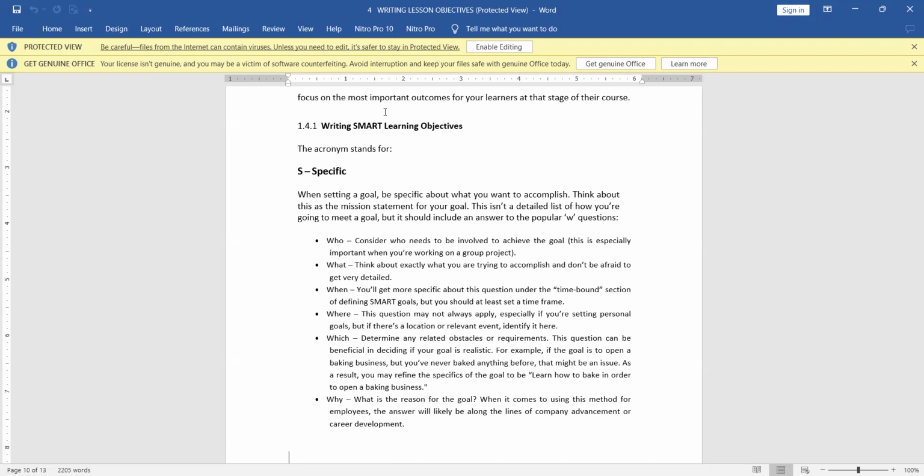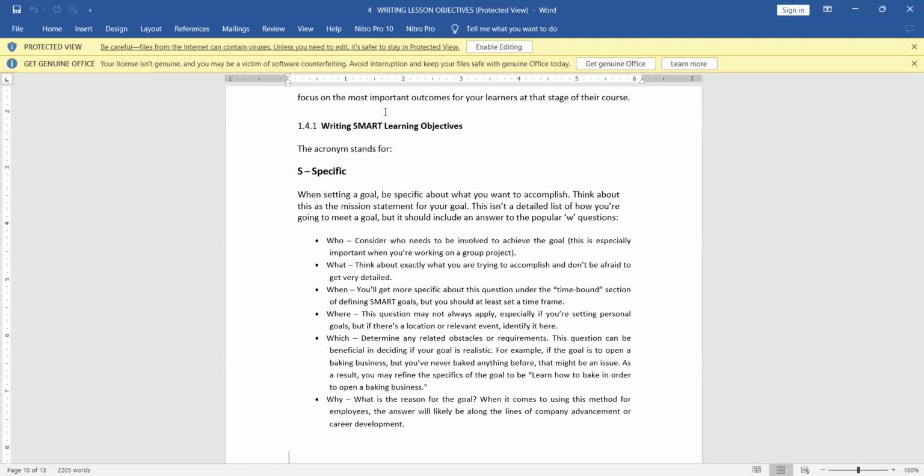Time bound. If it is actually a very good objective to be realized, you decide, by 2026, I'm going to be a graduate. So you have set the time as well, right? So you have to make any objective or goal in life smart. So it applies to the lesson objectives as well. So we are going to look at how we are going to make it smart.